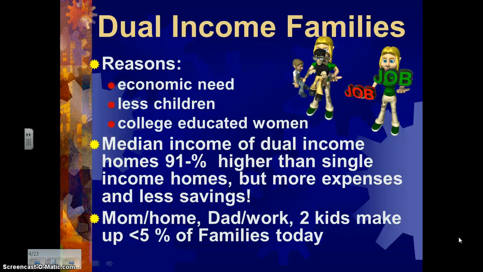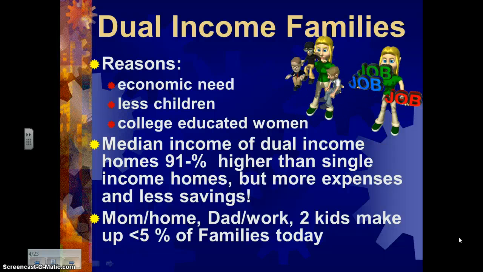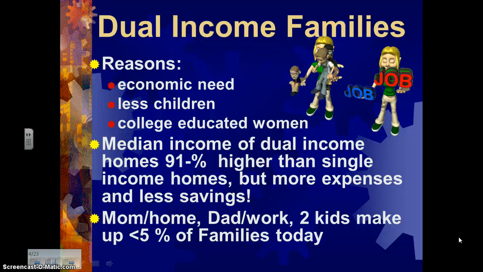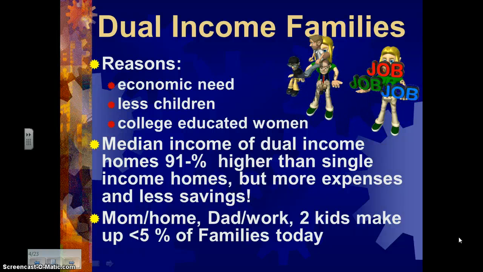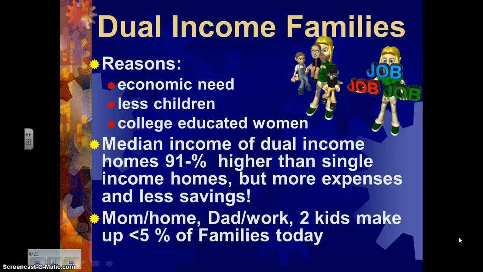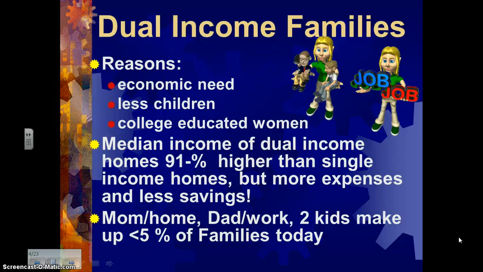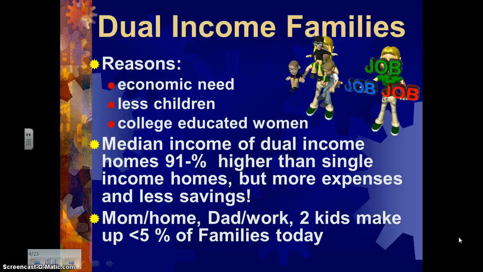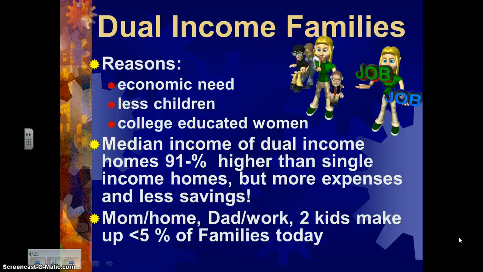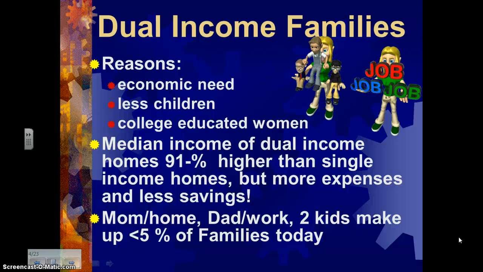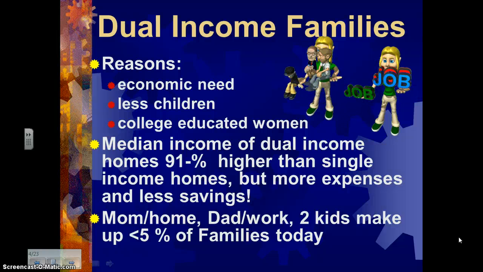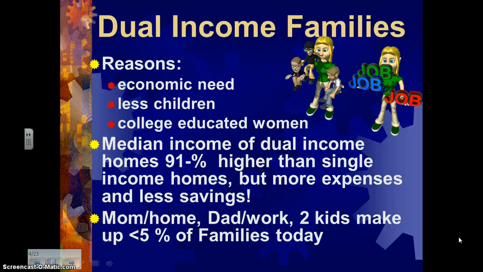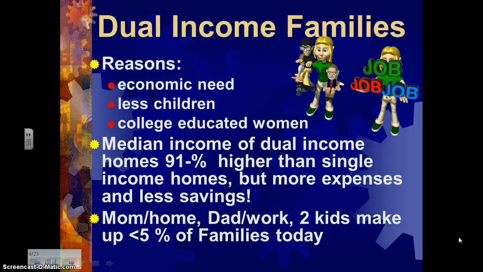That makes up less than 5% of families today. So that's not what we tend to see nowadays. There's a variety of types of the family, and we'll get into that later here. Dual income families. One of the things that a lot of families have found is that they simply cannot seem to afford to live the lifestyle they want to live on simply one income. So, either due to economic need or simply the fact that nowadays, couples are having fewer children. Some couples are having no children.